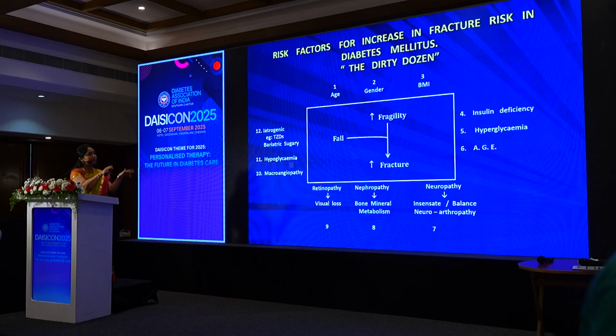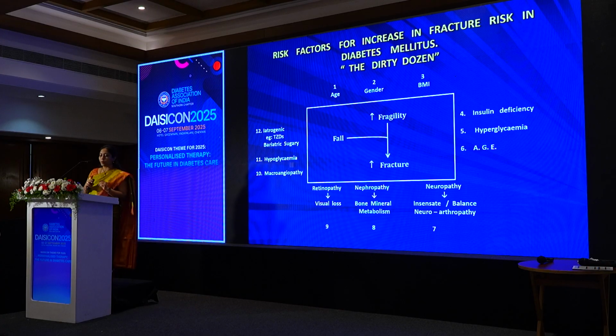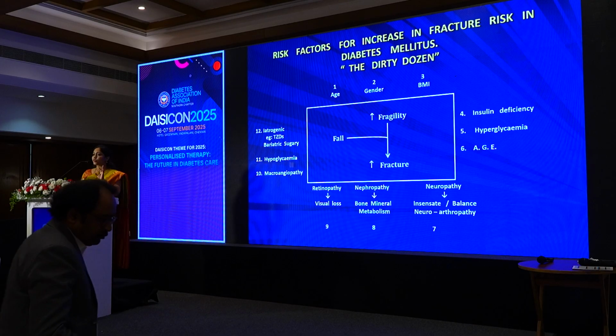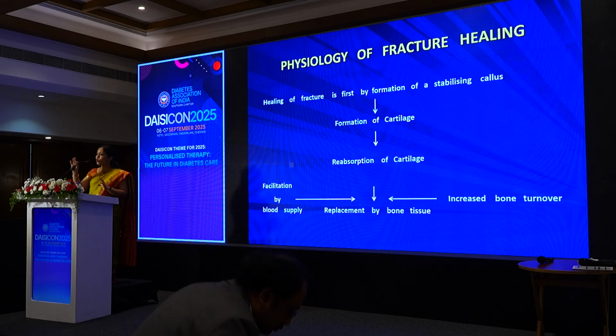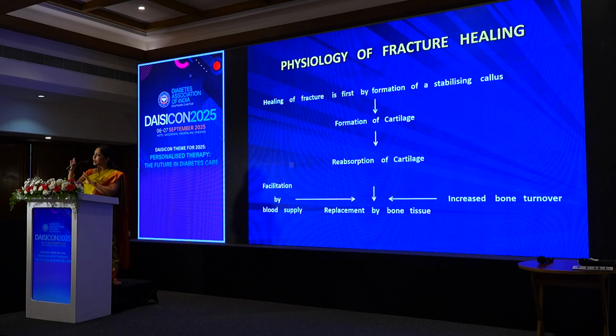All these risk factors, age, gender, microvascular complications, and the drugs that you use, iatrogenic causes, can put your patients with type 2 diabetes at increased risk of fractures. Not only that, one part of it is that they are at risk of fractures. The other half is what happens when they fracture. When they fracture, the fracture healing is not up to the mark. For obvious reasons, the cartilage formation is not excellent. You already have problems with bone mineralization in type 2.